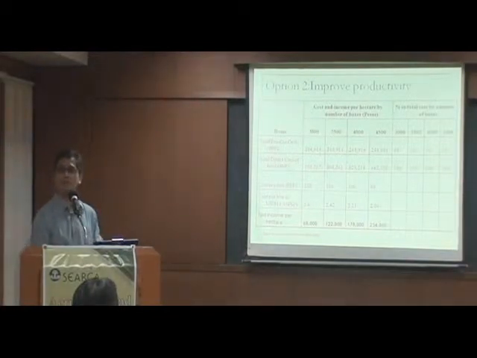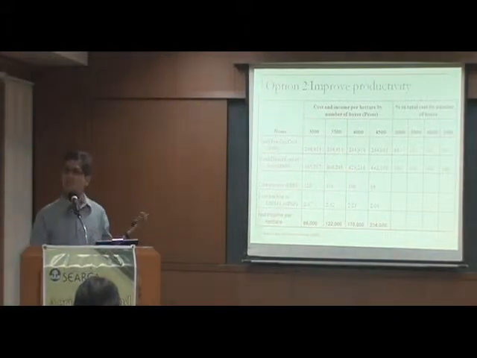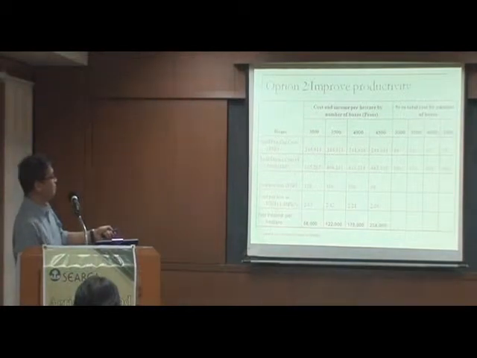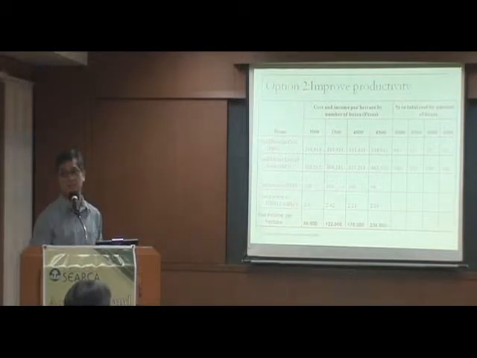Of course, the other option is to increase productivity. The incentives for productivity are very, very clear. Here, if you produce 3,000 boxes per hectare, you will just have a net income of 66,000 pesos per hectare. If you increase your productivity to 4,500, that's 234,000 pesos per hectare.